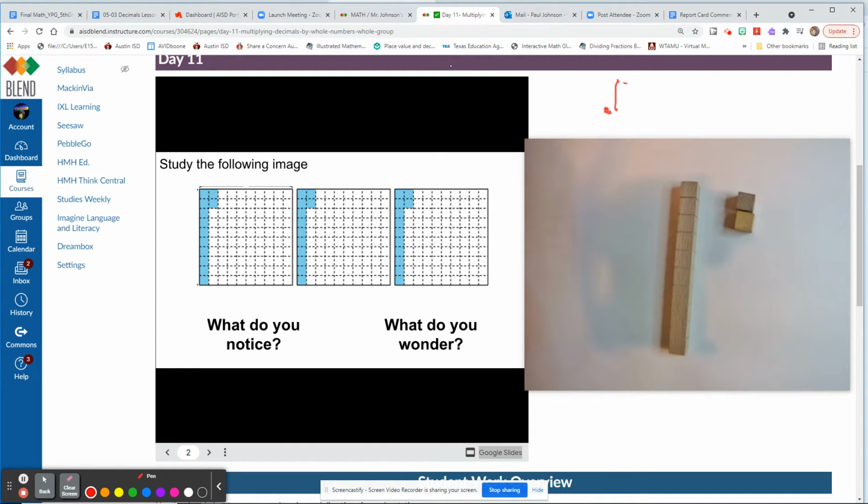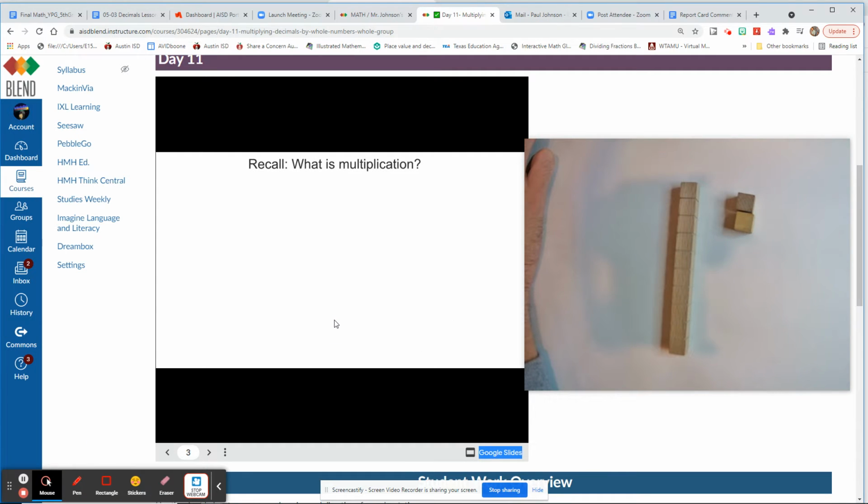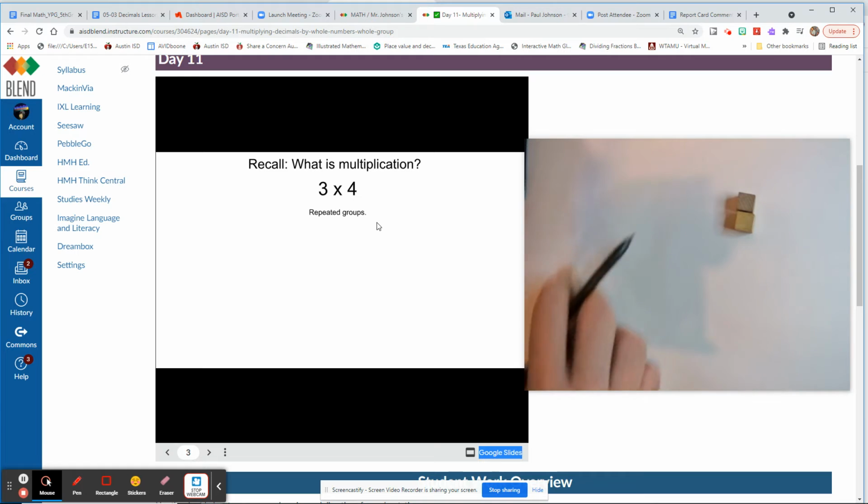Let's just write what we said. 12/100ths 3 times, or 12/100ths times 3. So that is a base 10 version of a multiplication problem. When we're talking about multiplication, remember multiplication is repeated groups. So if we had 3 groups of 4, that would be 12, when we're dealing with whole numbers.